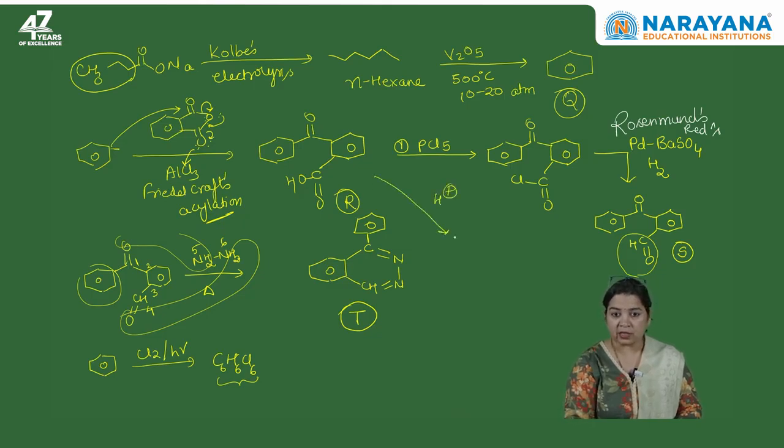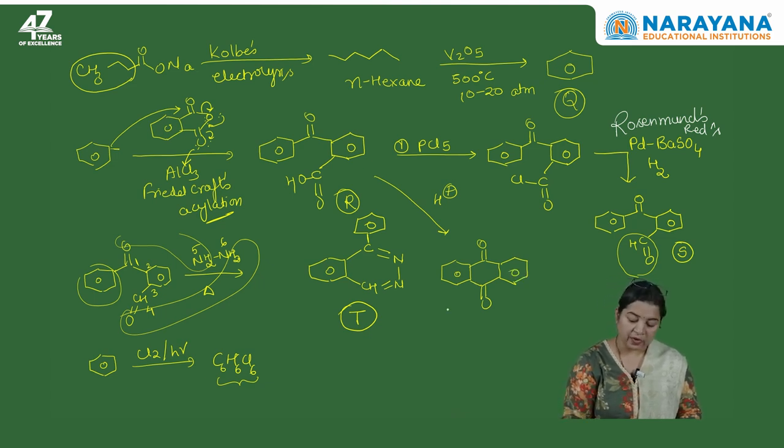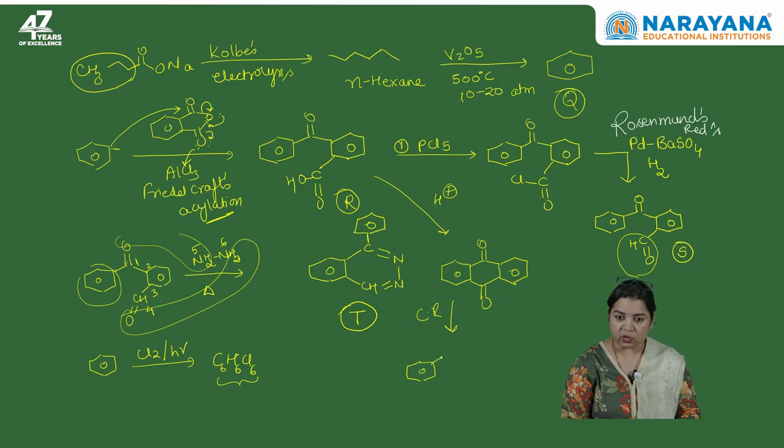Acid catalyzed intramolecular cyclization, what will be formed? Let me tell you first that this will be formed by intramolecular cyclization. Followed by treatment with zinc amalgam and HCl, that is a Clemmensen reduction, right? Zinc amalgam and concentrated HCl. If we do the reduction, then I will get reduction of carbonyls to alkane.